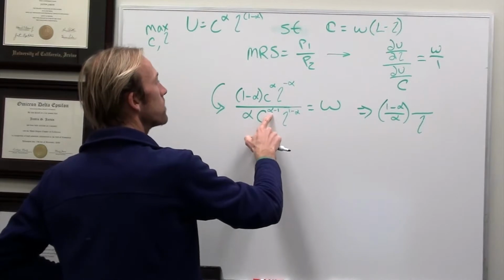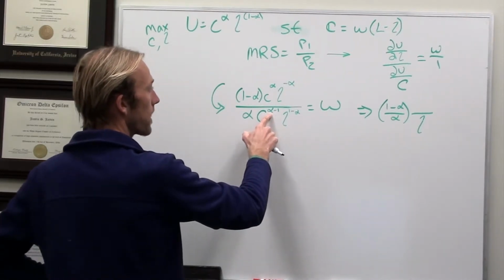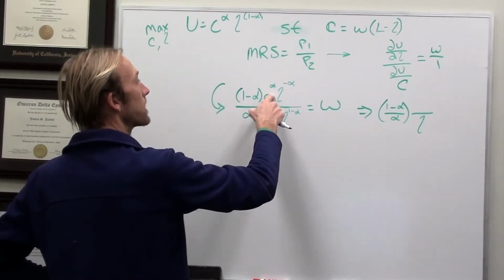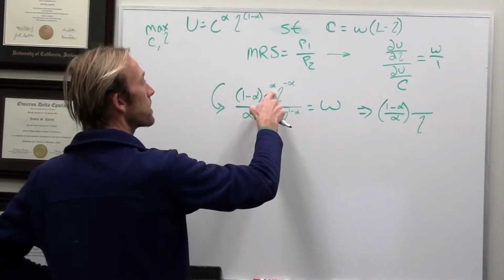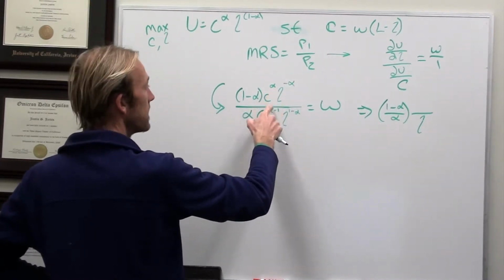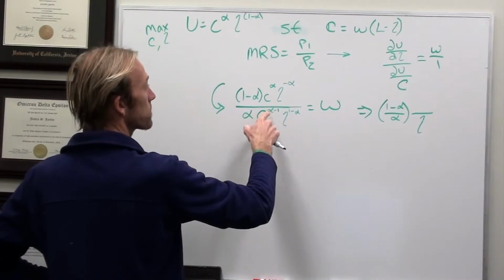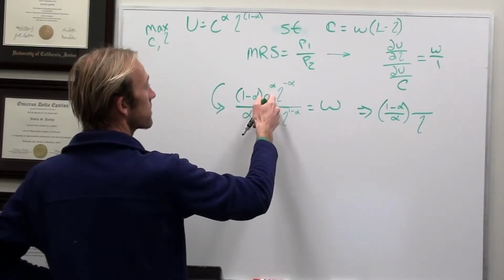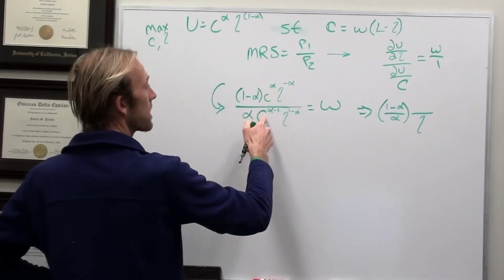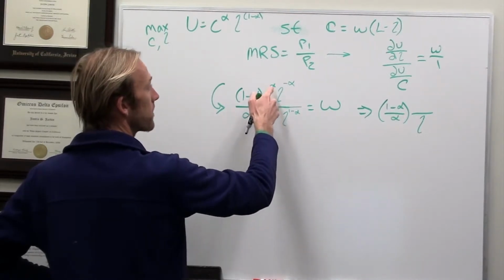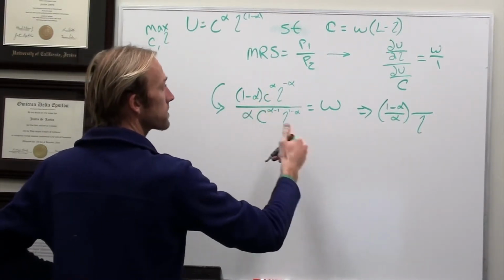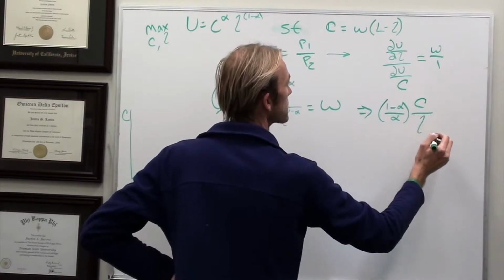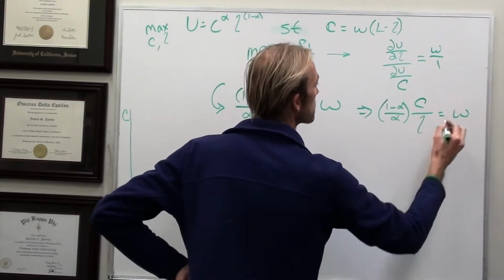Same thing here. Notice alpha is between 0 and 1. So alpha minus 1 is actually negative. Let's bring it up top. When I bring alpha minus 1 up to the top, it changes the sign. So it's actually going to be negative alpha plus 1. So I'll have a C to the alpha, and this guy I have a C to the negative alpha plus 1. So I have alpha minus alpha plus 1. The alphas cancel. And I just have a C right here. And this is equal to w.